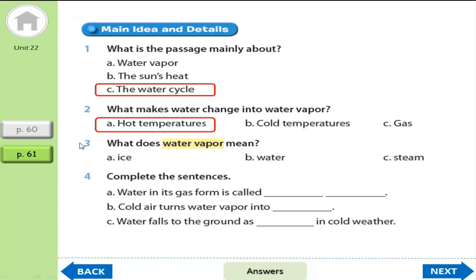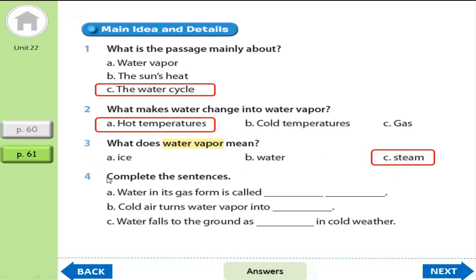Okay, number 3. What does water vapor mean? It means ice, it means water, or it means steam. What is your answer? Okay, so water vapor means steam. Yeah, the same meaning as steam.